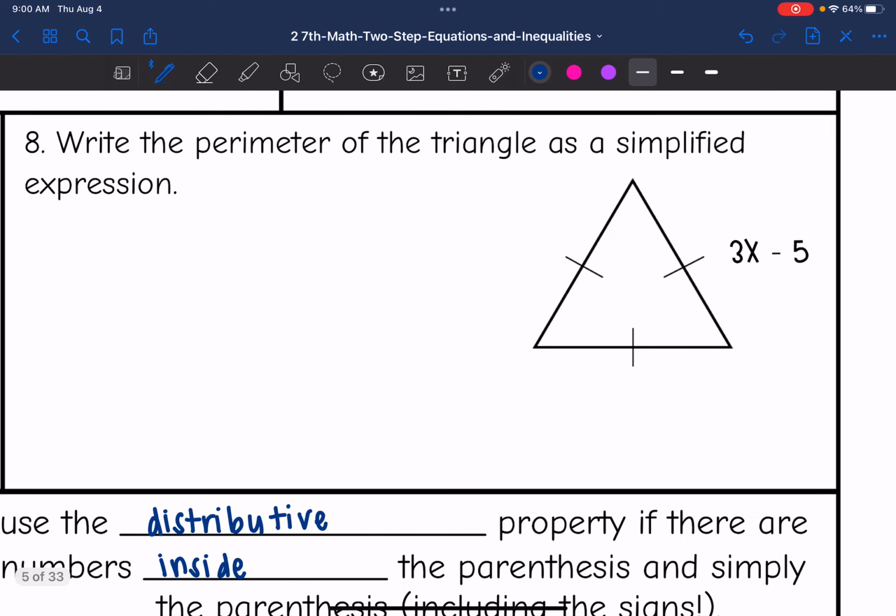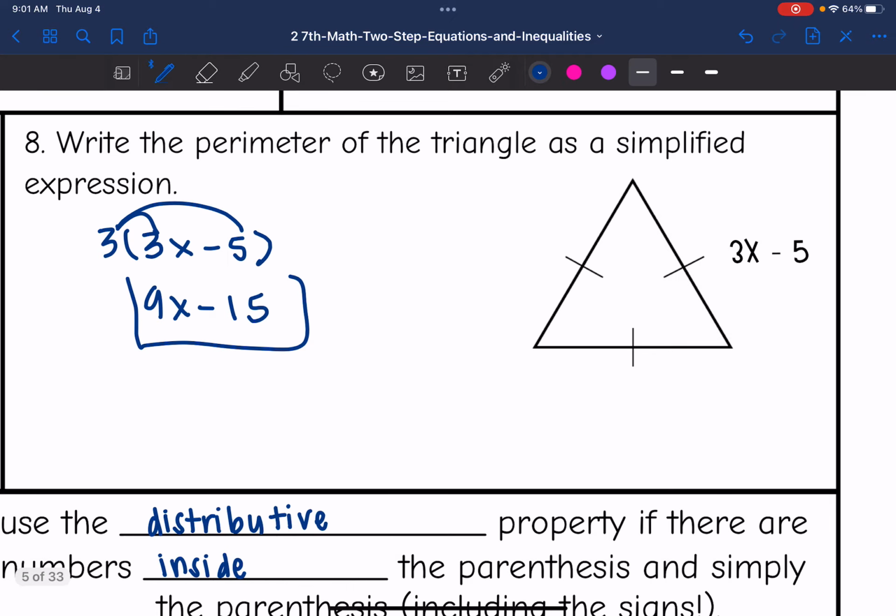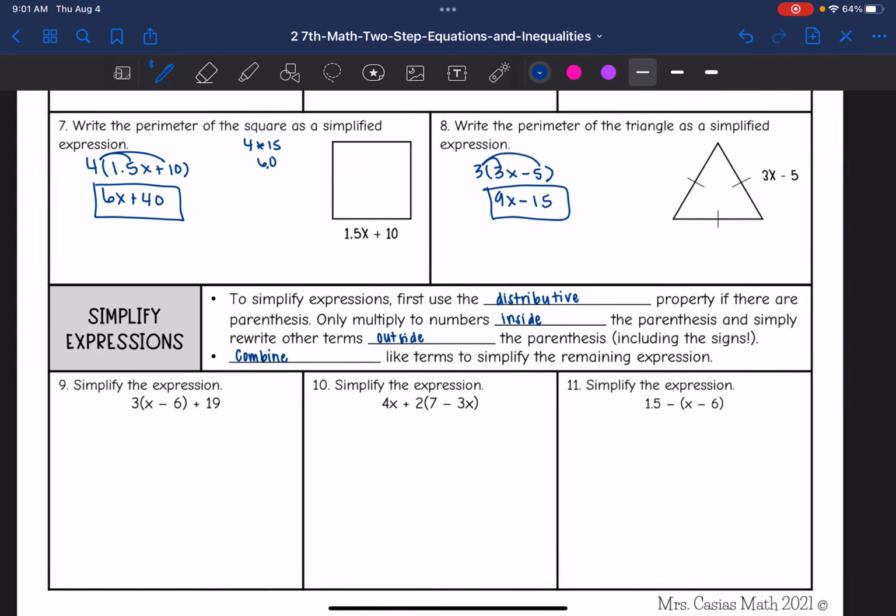All right, then on this one, I have the perimeter of a triangle. One of the sides is 3x minus 5, and I can see based on these lines that all 3 sides are congruent. So I have 3 sides that are 3x minus 5 each. So 3 times 3x is 9x, and then 3 times negative 5 is negative 15. So that is the distributive property.